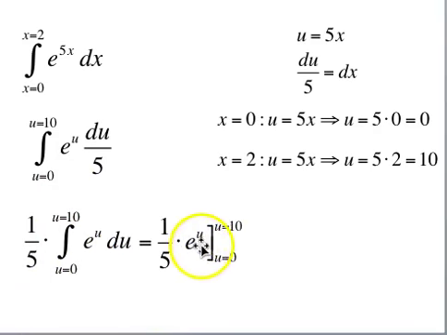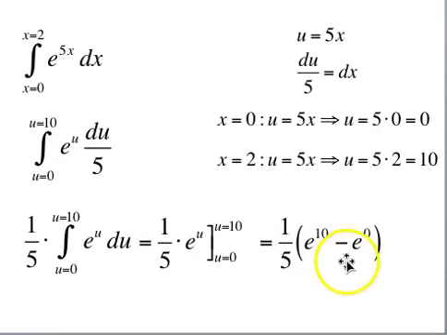Plugging 10 in for u, e to the 10th minus e to the 0, quantity multiplied by 1/5. So we get 1/5 times e to the 10 minus e to the 0, and remember that e to the 0 is just 1. Anything to the 0 power other than 0 will give us 1. So 1/5 times e to the 10th minus 1 is good enough for that problem.